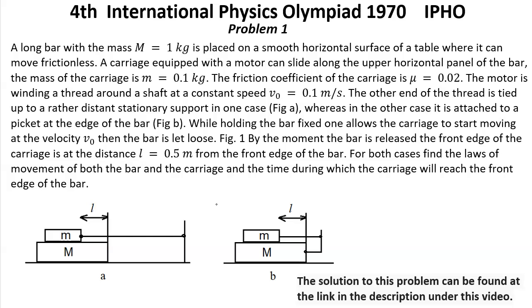For both cases, find the loss of momentum of both the bar and the carriage, and the time during which the carriage will reach the front edge of the bar.